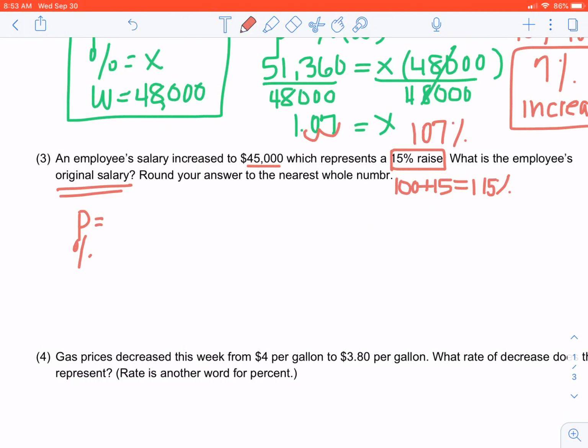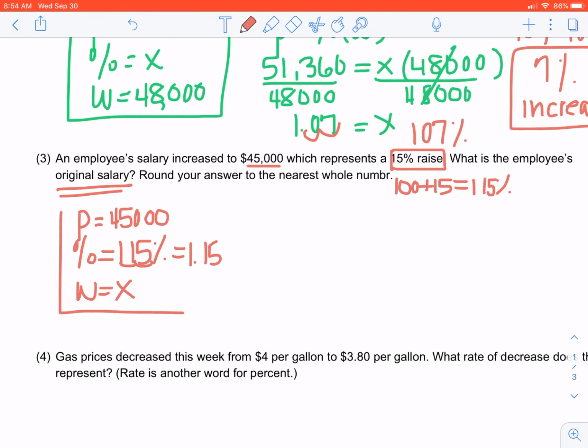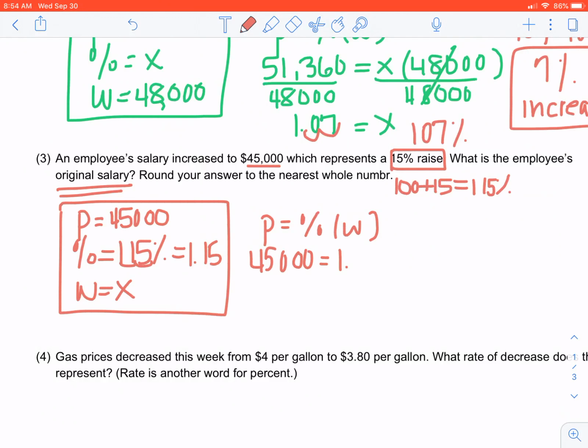All right, so part, percent, whole. The original amount we don't know. That's what we're asked to find. So we're going to put that as x. Our percentage is 115%, so I'm going to move it over twice, 1.15. And our part is our new salary. So that's 45,000 is the new salary she's earning. And that's our box. So let's set up the equation, part, percent, and whole. So 45,000, 1.15, and x. So we're going to divide both sides by 1.15.